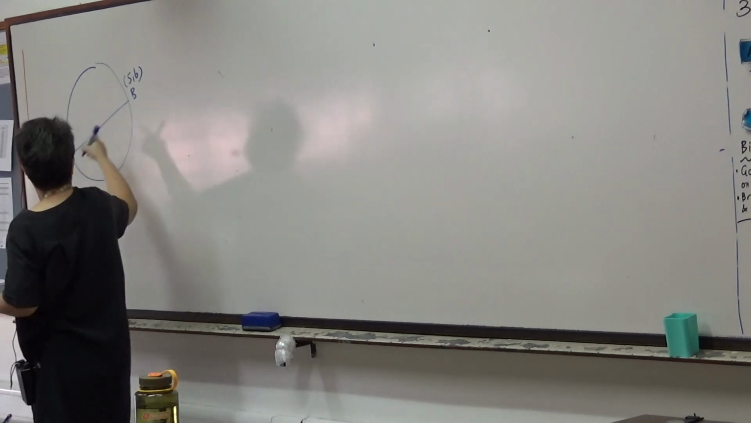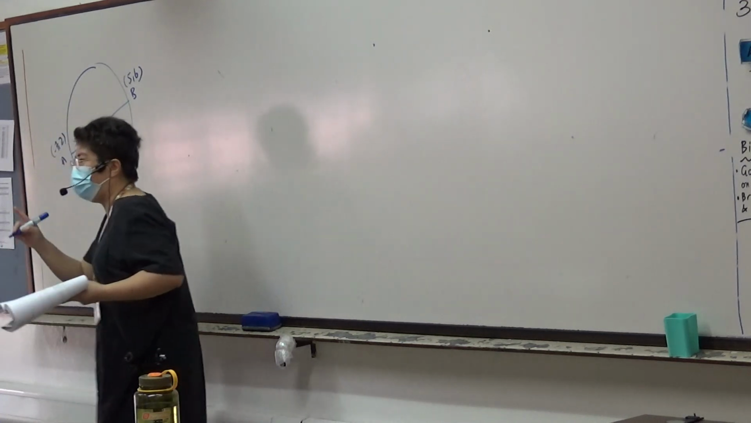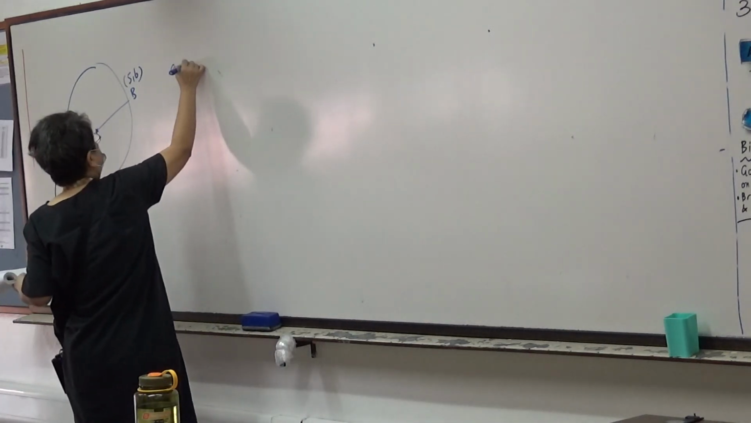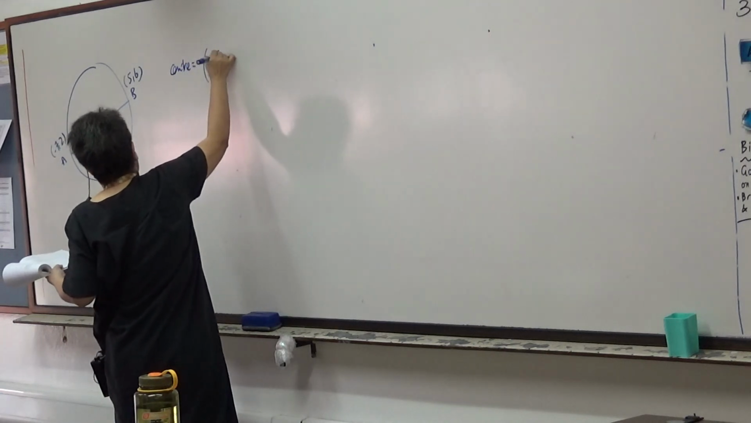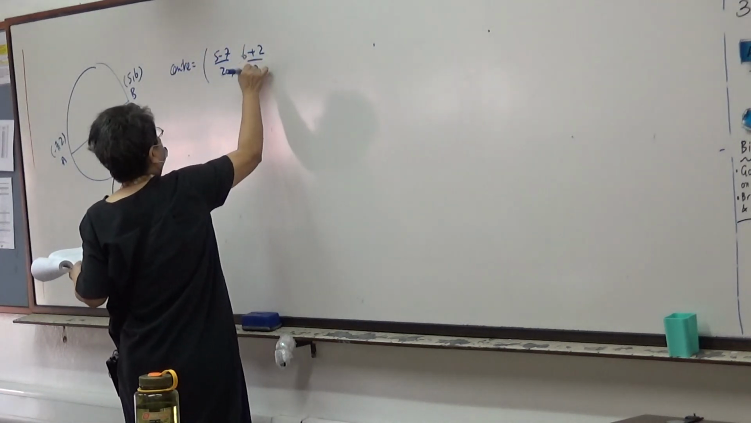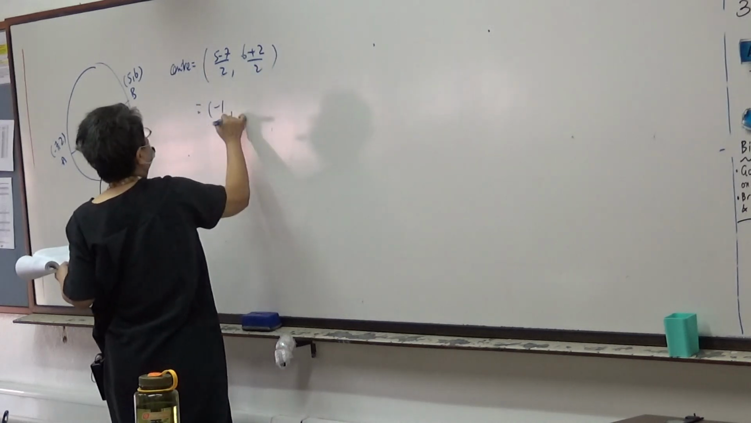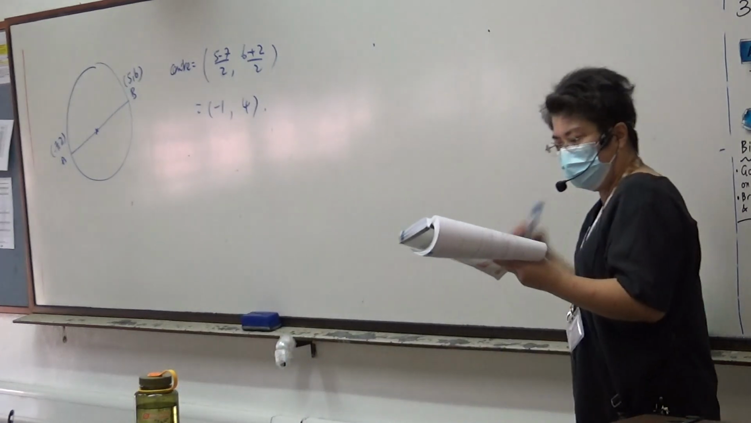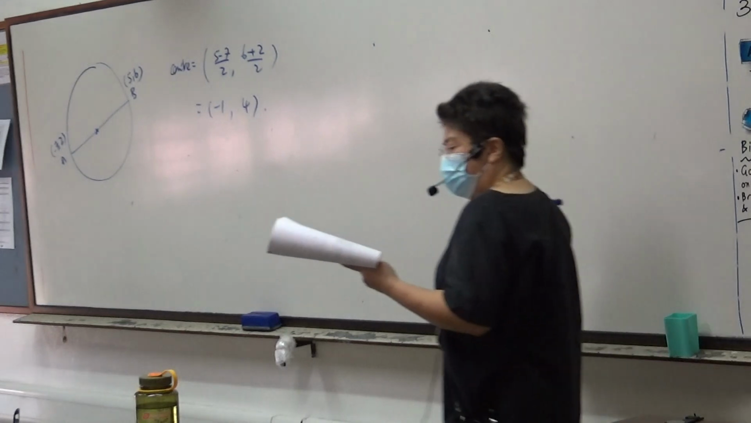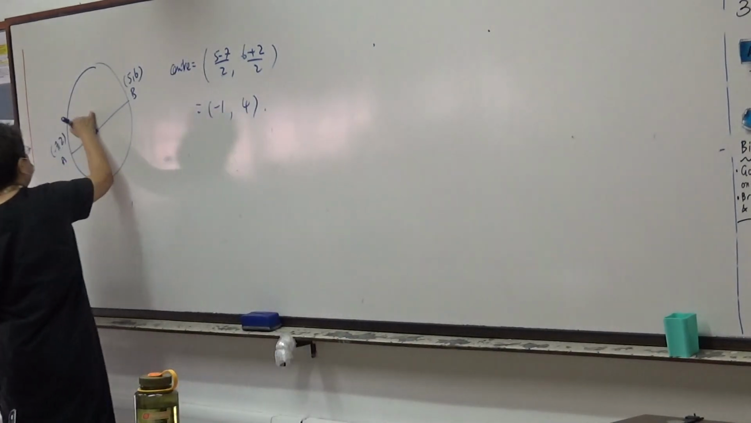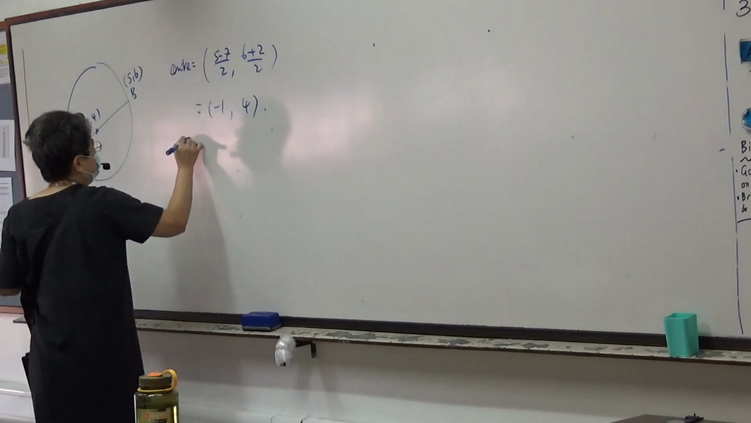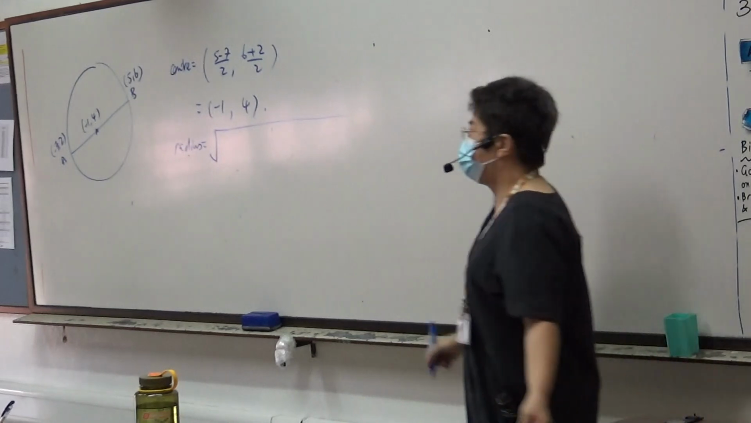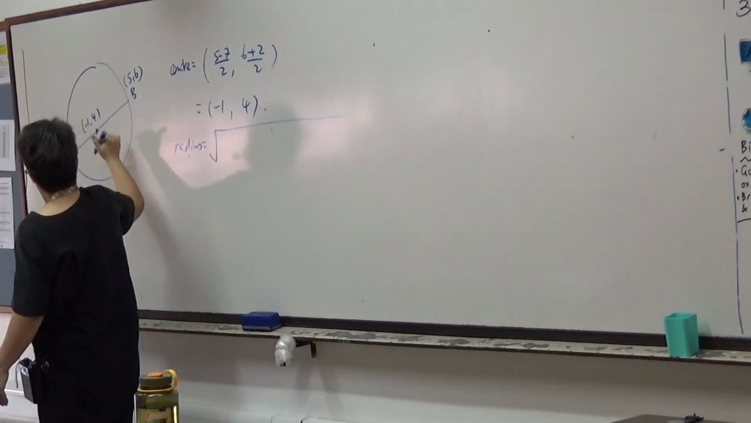Now, I already told you, if this is the diameter, I can get the center straight away. Center is the midpoint. Okay? So, center is (-1, 4). Is this correct? Okay. Now, then I know that this is (-1, 4). I can find radius, right? Okay, I can find radius. Okay, all of you look up. Radius is just this one.